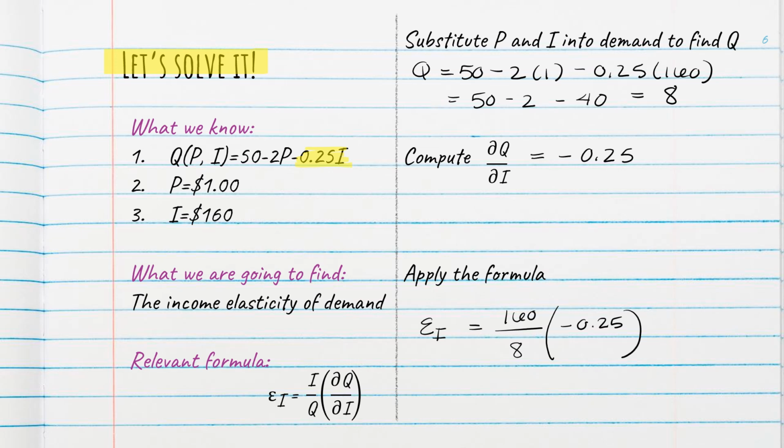Now we just need to do a little bit of simplification. I'm going to rewrite this as a fraction to make my life a little easier. 160 over 8 times negative 1/4. I can cancel the 4 with the 160 and turn it into a 40. And all I have left is negative 40 over 8, which is negative 5. So the income elasticity of demand is negative 5.